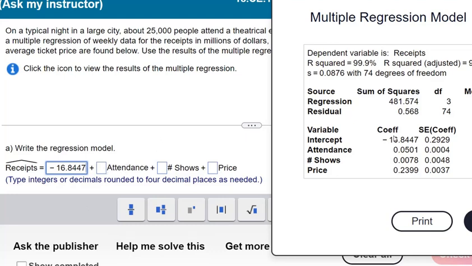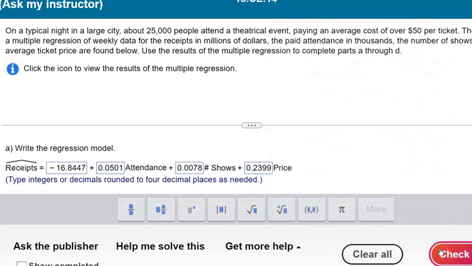Attendance, the coefficient, the word coefficient means the number multiplying the variable. So the number that needs to multiply attendance is 0.0501. And then for number of shows, it's 0.0078. And price, the model came up with a coefficient of 0.2399.